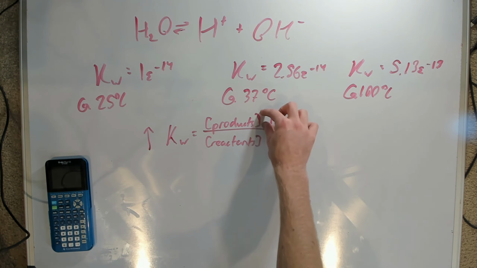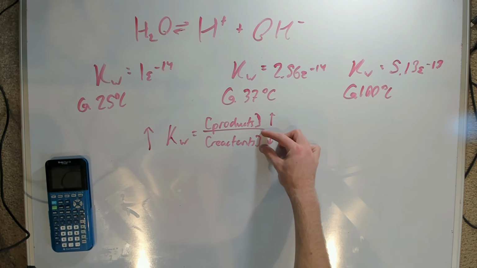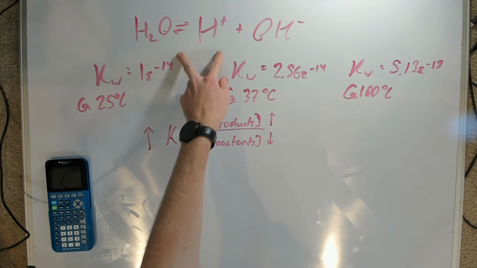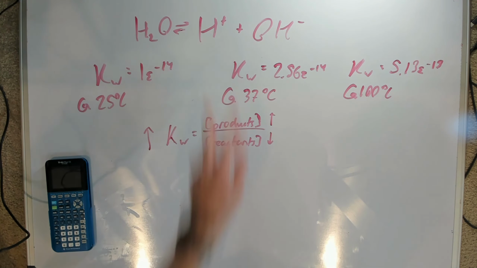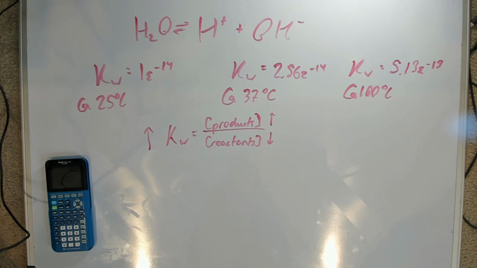So that means that products are increasing, reactants are decreasing with this equation, and this equation is not flipped, as the temperature goes up. That is really significant because that tells you that the dissociation of water is either exothermic or endothermic. It's dependent on temperature. Now, which one is it?